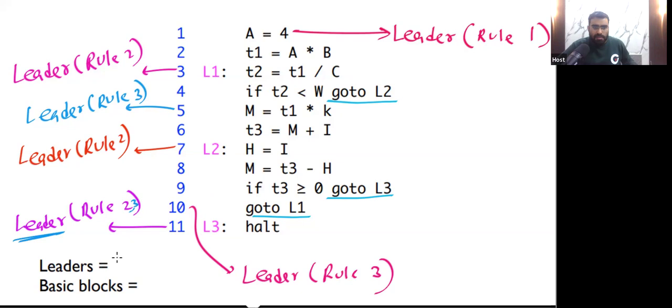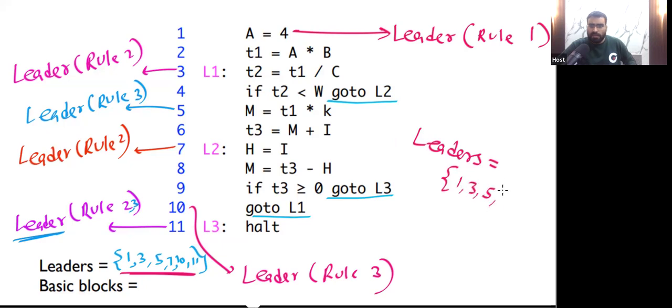So you can see the leaders are these. Instruction number 1 is the leader. Instruction number 3 is the leader. Instruction number 5 is the leader. Instruction number 7 is the leader. 10 is the leader, and 11 is the leader. So remember, leaders are 1, 3, 5, 7, 10, 11.